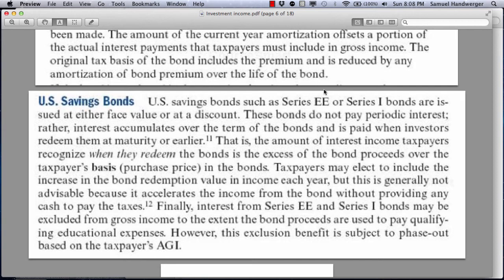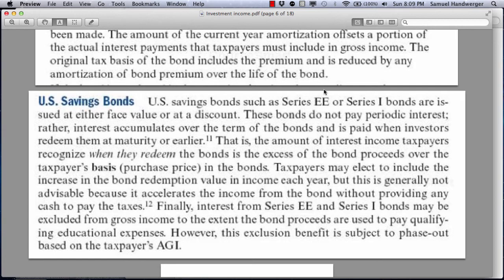And you'll have to read the instructions at the time you buy one of these bonds, or a tax client of yours buys an EE or I bond, to determine which way you want to report the interest. And of course, the default position of not reporting the interest until you redeem the bond is probably going to be your better bet, because it defers the income tax on it.